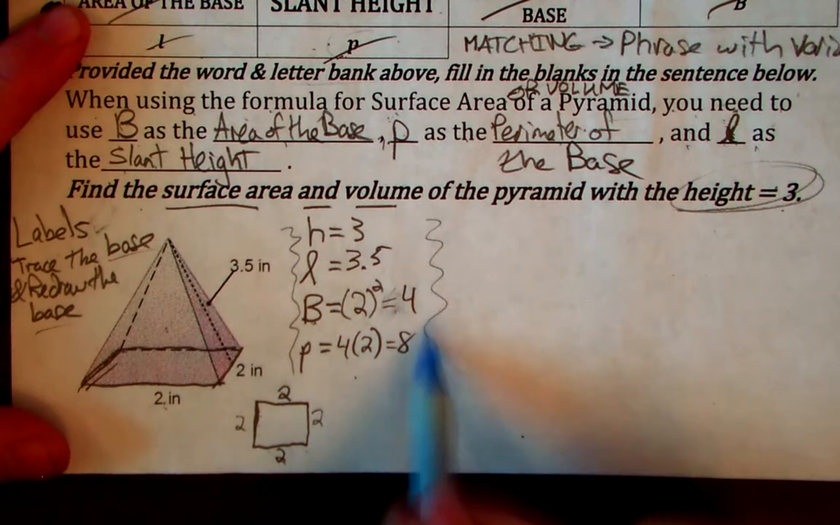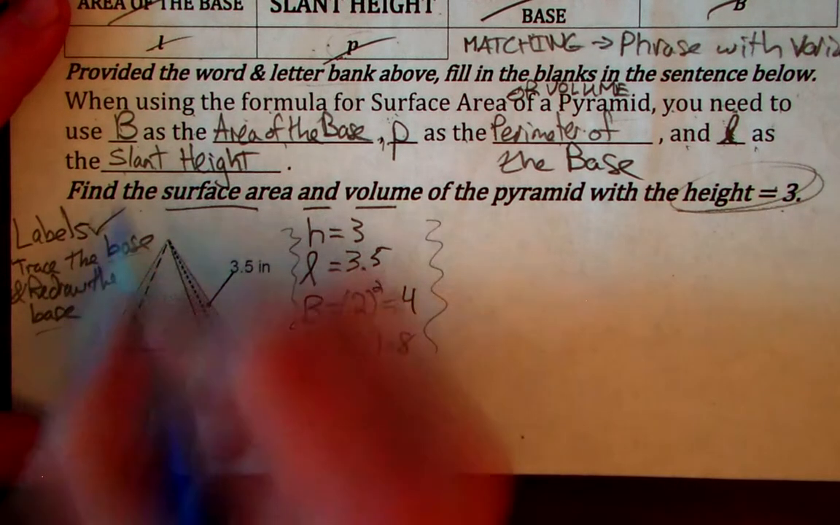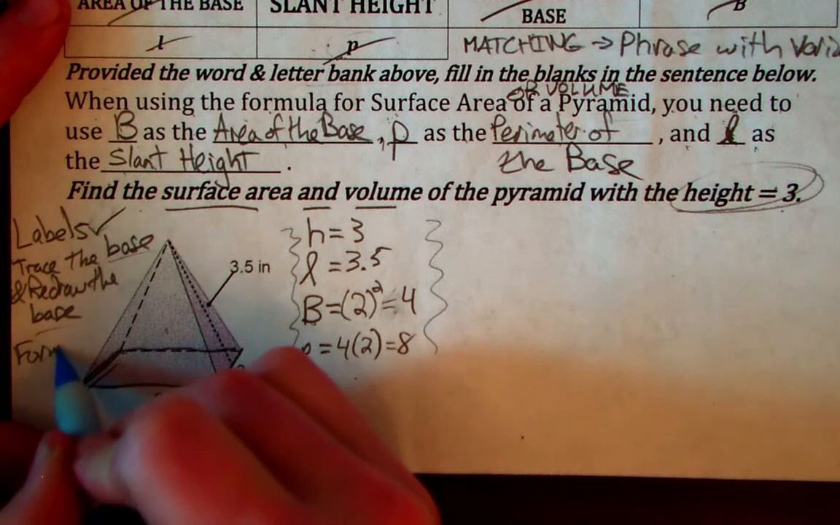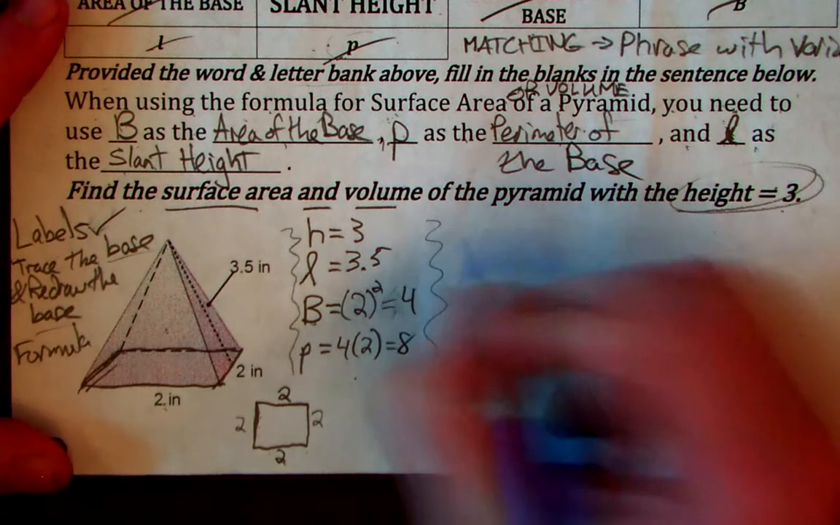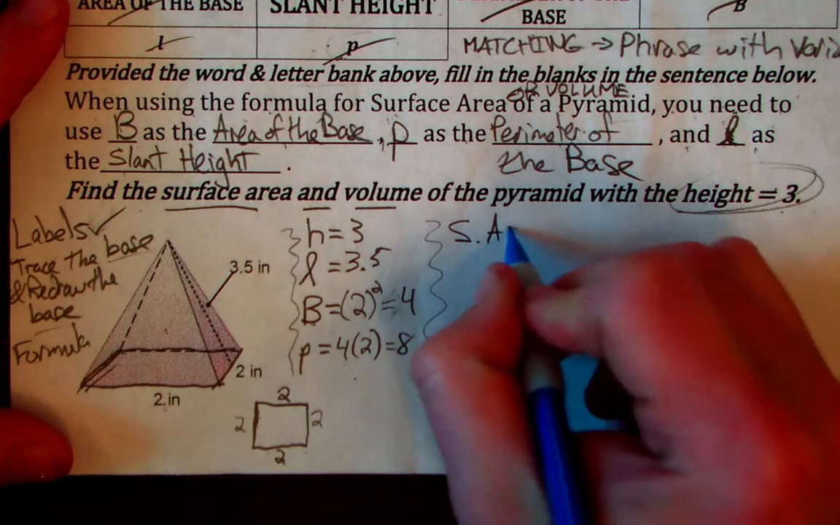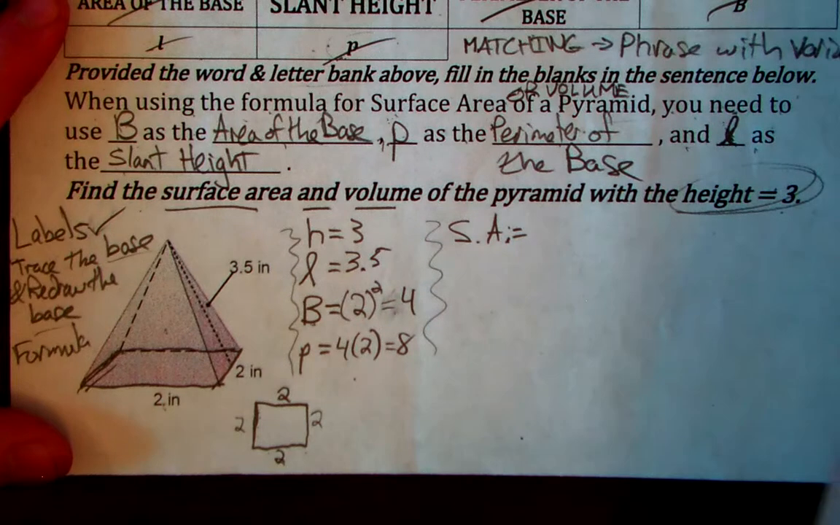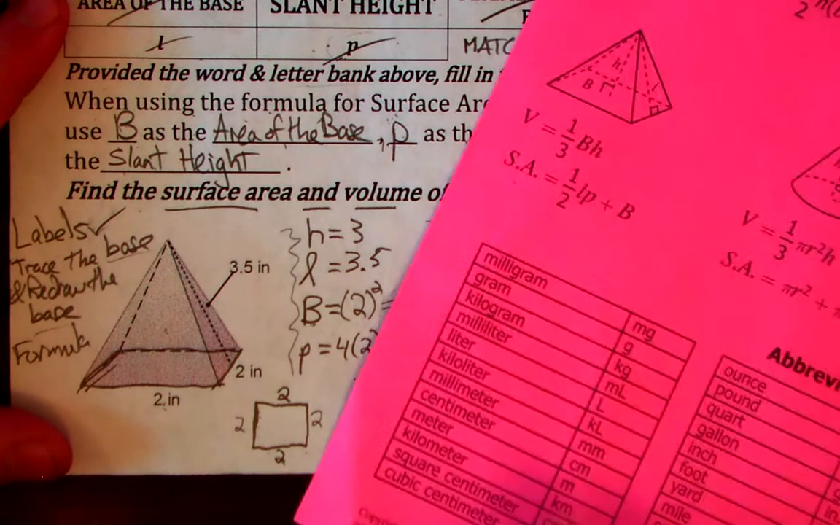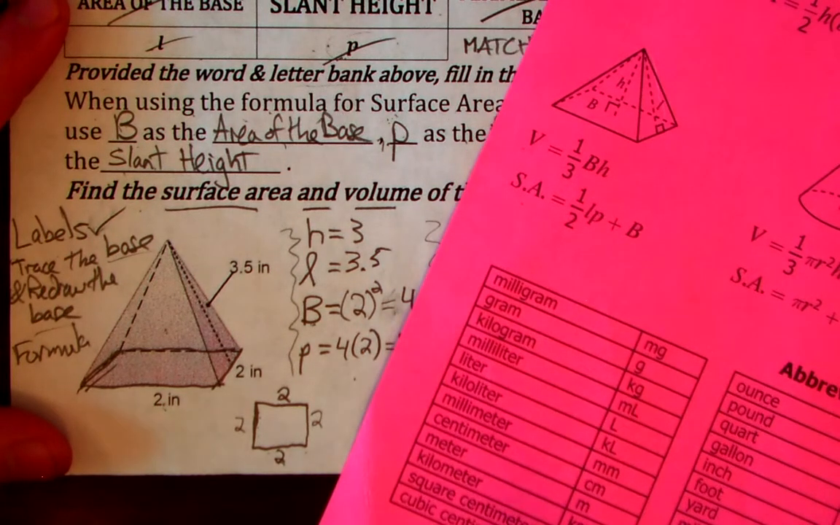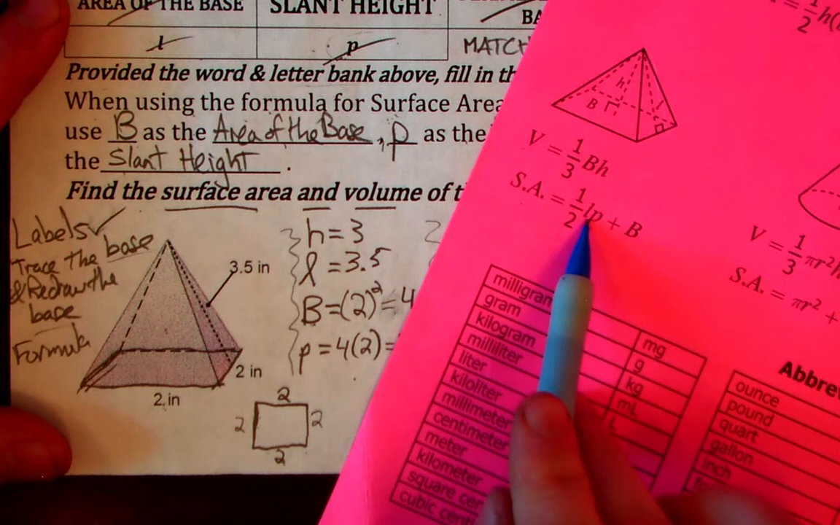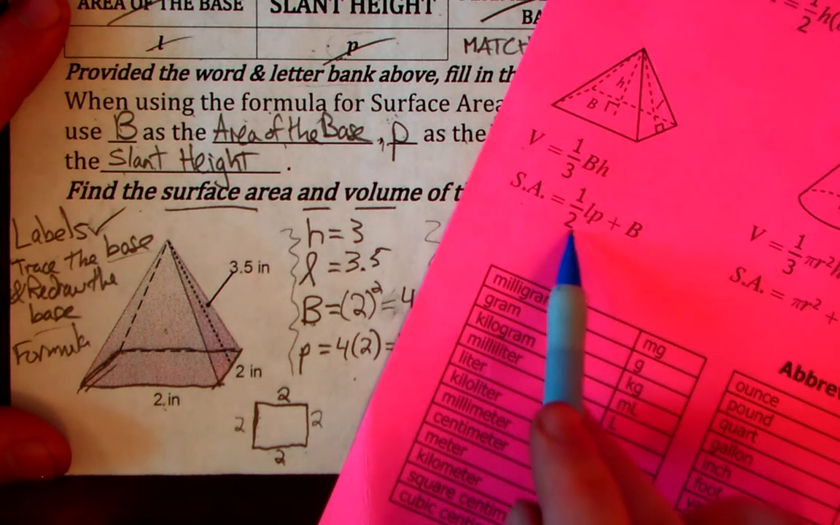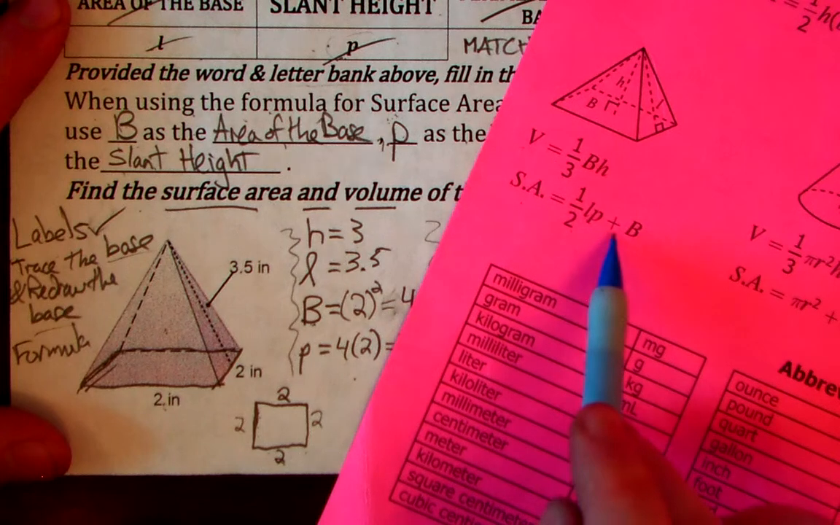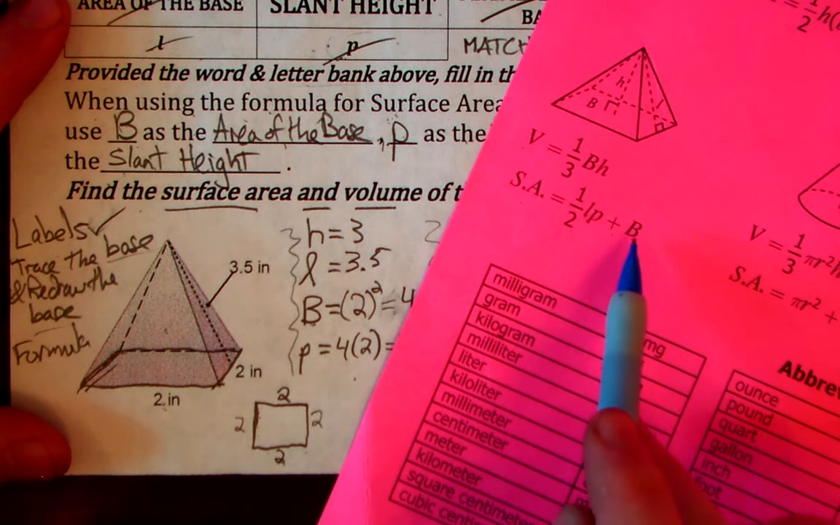All right, so now that we have our labels, we want to have that formula for ourselves. So let's do surface area first. So surface area is equal to, well, what does it say over here? Let's bust it out one last time. It says surface area is going to be the slant height times the perimeter of the base, and that we can have divided by 2, and we're going to add it to the area of the base.